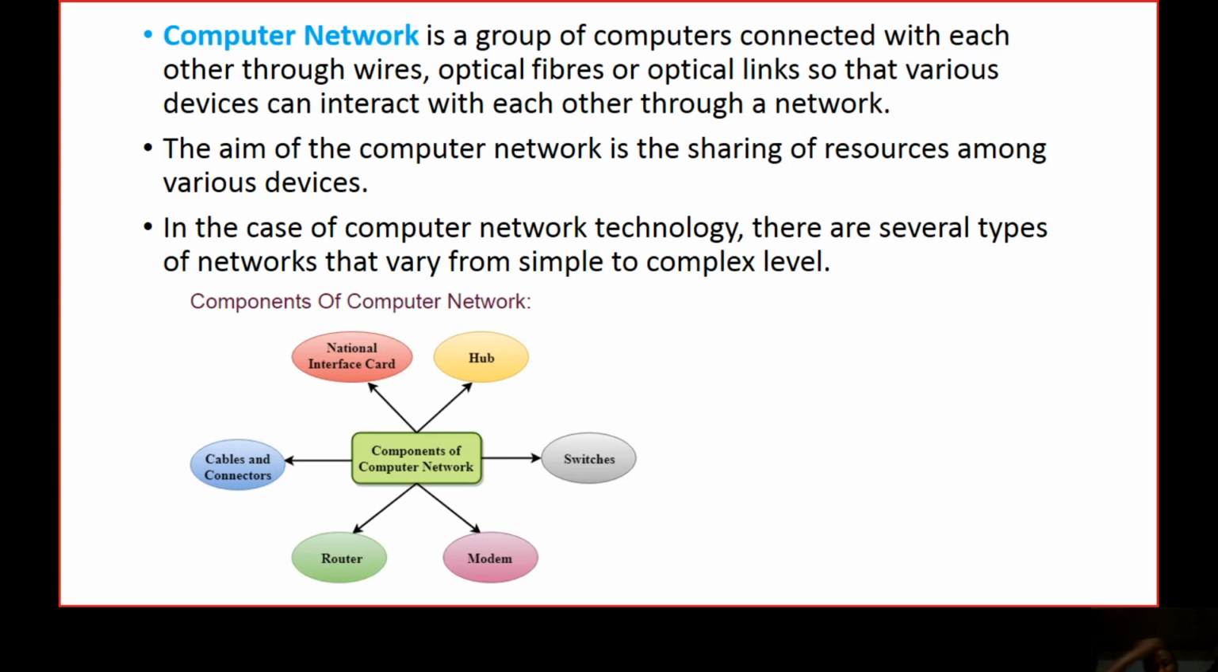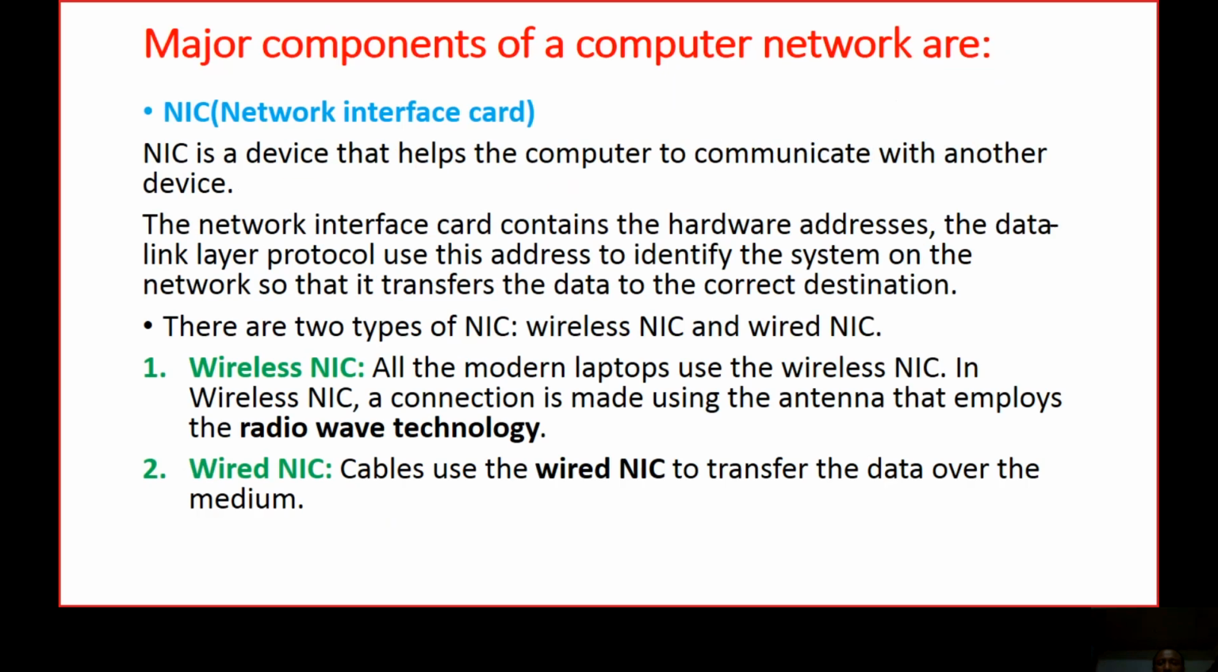In the case of computer network technology, there are several types of networks that vary from simple to complex. So we have different components of a computer network. We have hub, switch devices, modem, router, cables and connectors, network interface cards. So we are going to look at major components of a computer network.